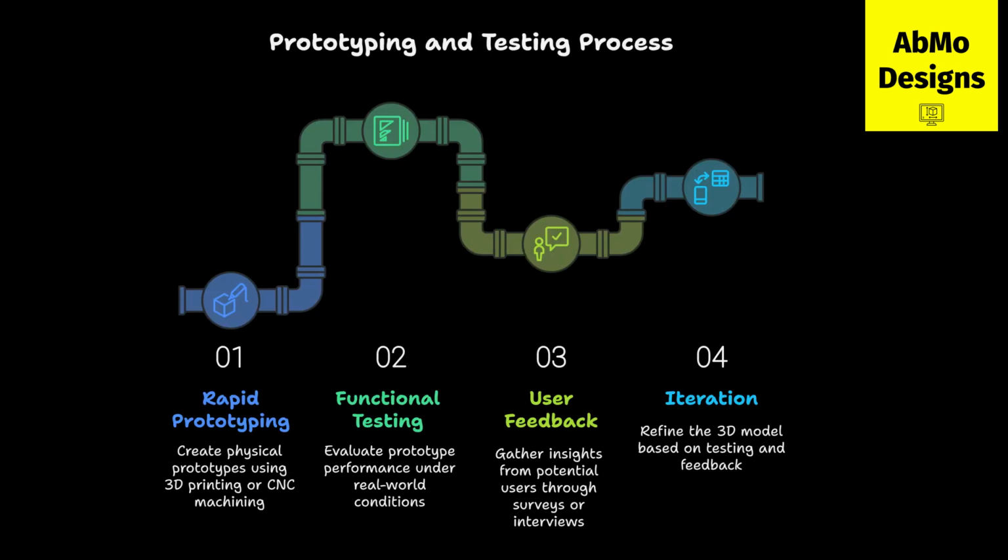Prototyping and testing. Rapid prototyping. Create physical prototypes using techniques like 3D printing, CNC machining, or laser cutting. This allows you to test the product's form, fit, and function.